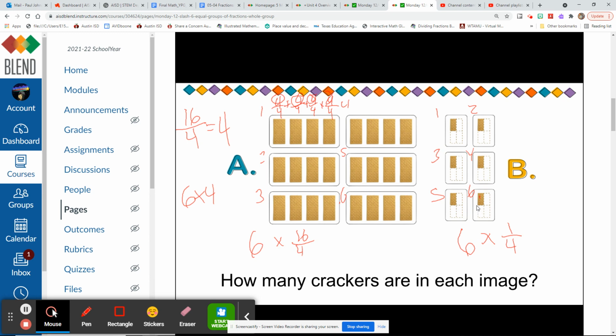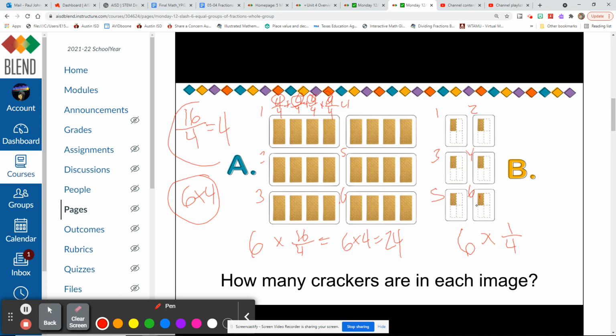The one on the left, we can solve really quick. 6 times 16 fourths, we simplified 16 fourths, and it turned into 4. So 6 times 4 equals 24. So we found the answer, because 6 times 16 fourths is equal to 6 times 4. We already talked about how 16 fourths is 4. On this side, however, we're doing 6 times 1 fourth. So first off, before I show you how to get it with the algorithm, I want you to decide, how many 1 fourth size pieces do you see?